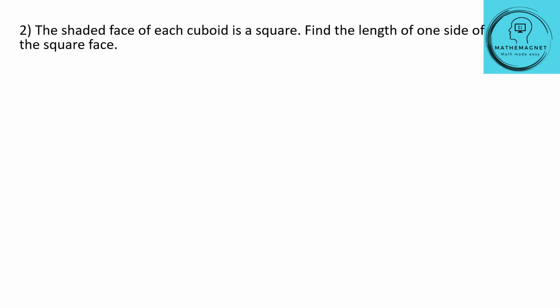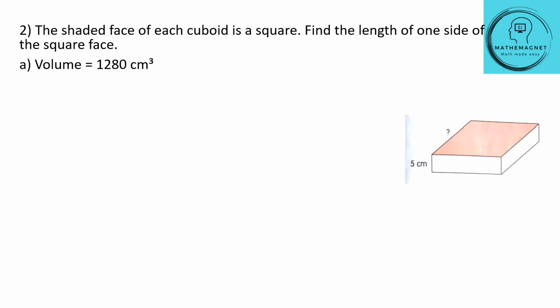So the unknown edge length is equal to 8.4 centimeters. Let's look at question number 2. The shaded face of each cuboid is a square. Find the length of one side of the square face. Here the volume is given as 1280 centimeter cube. Now this is the image of the cuboid. Now we know the height is 5 centimeters. They asked us to find the breadth. Now they have told us this one face is a square, which means the length and breadth will be measuring the same because it's a square face.